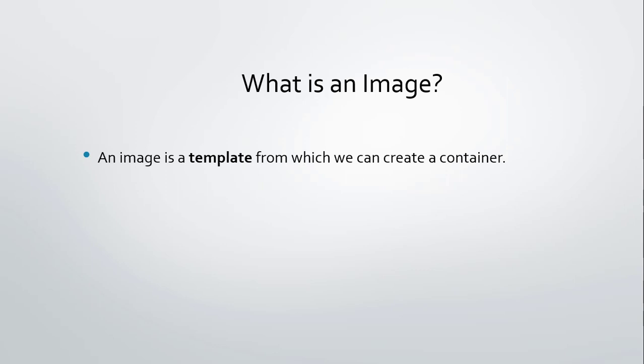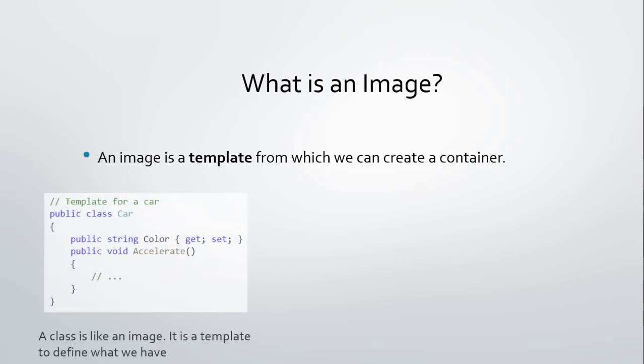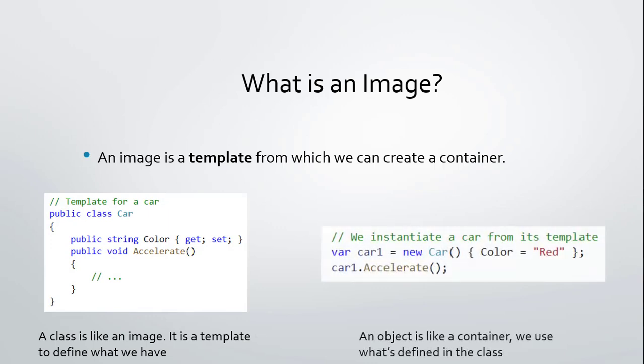An analogy of software development is to see an image as a class. In a class, we can place methods and properties, but these alone do nothing. We need to instantiate the class to be able to perform actions with the objects. In our case, the images are the classes and the objects are the containers.